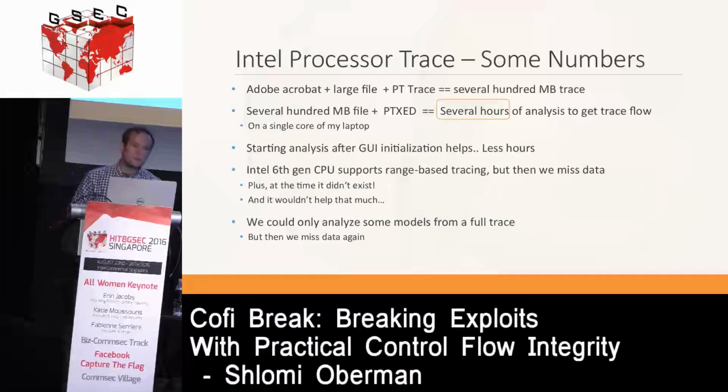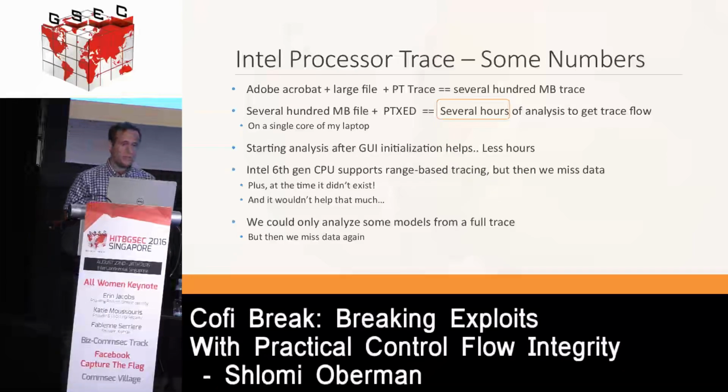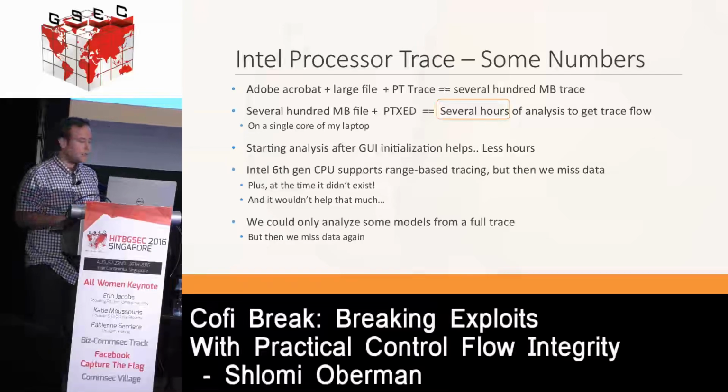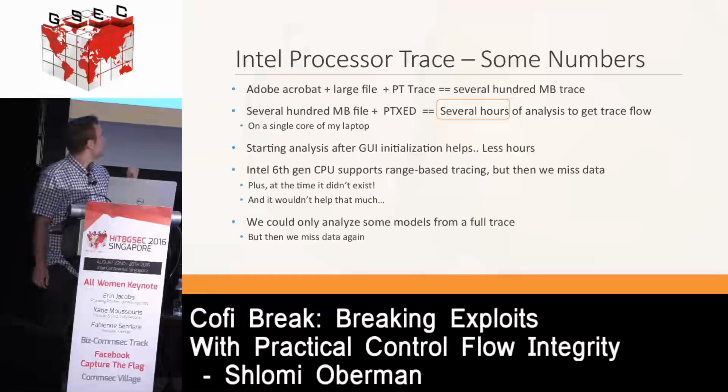Okay. Now some numbers. Obviously, PTXED is not robust enough to analyze a real application, which is multi-threaded and has a non-static memory map, but we want to know if it's fast enough. So take Adobe Acrobat, any version, and a large PDF file, and trace the parsing of that file. Several hundred megabyte trace, which doesn't sound so bad. Unfortunately, run PTXED on this file and you get to several hours of analysis. I say several hours, it might be days. I've never actually seen this finish. I never tried, because obviously several hours is not very practical.